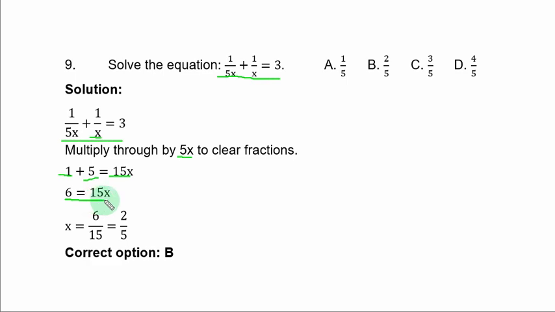Divide both sides by 15. You have s equal to 6 over 15. If you reduce by using 3 to divide, you have 2 over 5. B is the correct option.